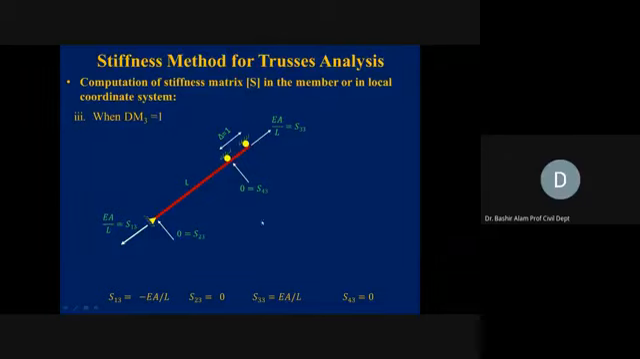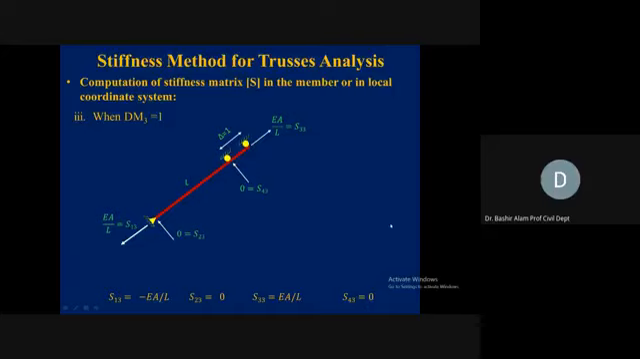Now, when we put this in the matrix form, it should be with appropriate signs also. Here S13, if we look at it, is opposite to the direction of DM1, so this will become negative. So this becomes minus EA over L. S23 is 0. S33 is plus EA over L. Why? Because this is in the direction of DM3. And S43 is equal to 0.